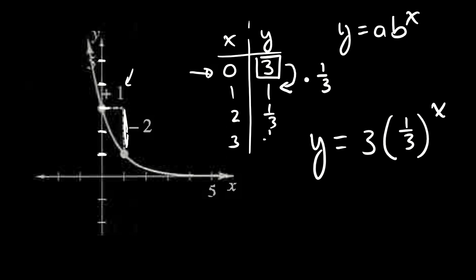And 3 would give me 1/9. So I'm just pushing factors of 3 into the denominator each time I move forward. So this is the answer.